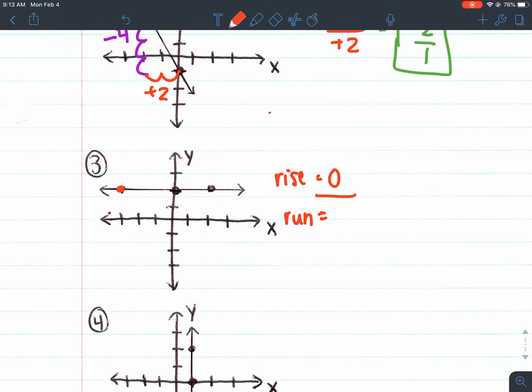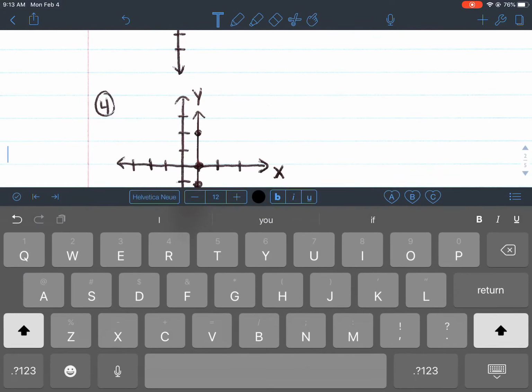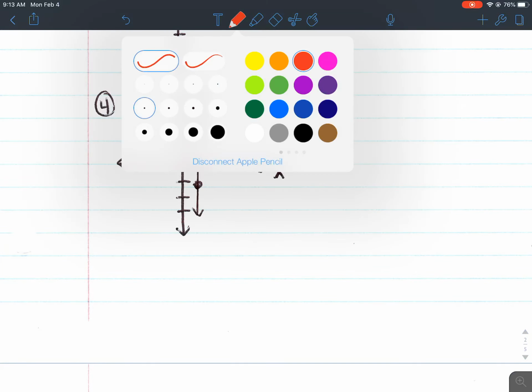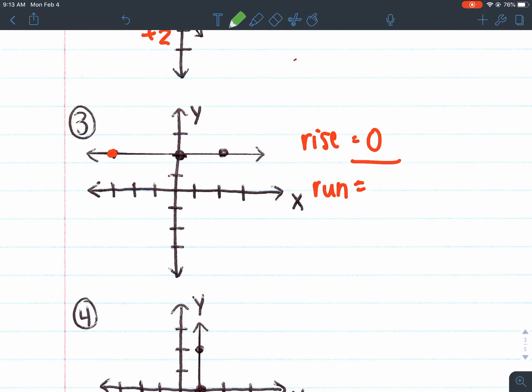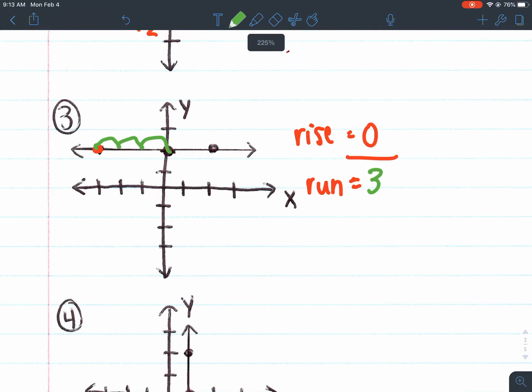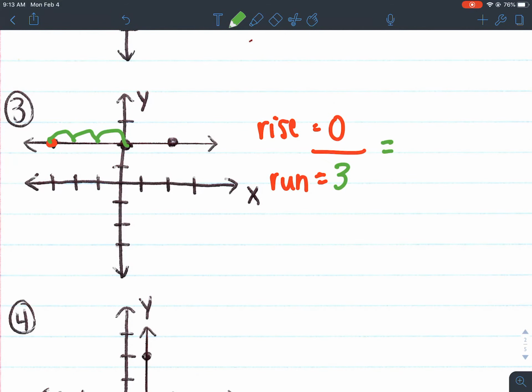Let's see how much I have to run. I didn't have to rise any. I keep mixing those up, I am so sorry. Let's run. So how many do we have to run to get to the next one? 1, 2, 3. Okay. I ran 3. Well, 0 divided by 3 is just 0. So my slope here is 0. And that makes sense because our line is a horizontal line.